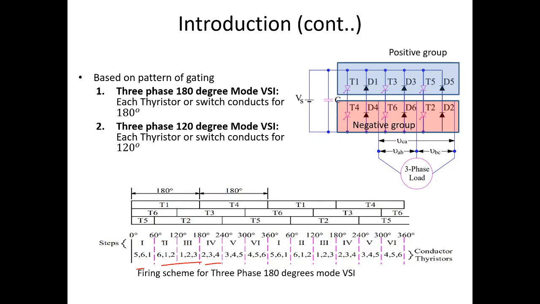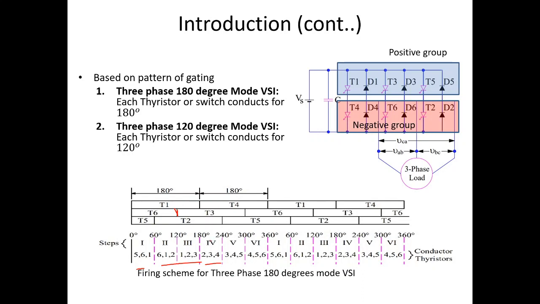In step number 2, that is from 60 degrees to 120 degrees, switches 6, 1 and 2 are conducting. After 120 degrees, that is after completion of the second step, switch 6 is turned off and in its place switch 3 is turned on, right? So what are the switches in conduction in step number 3? 1, 2 and 3 are in conduction.